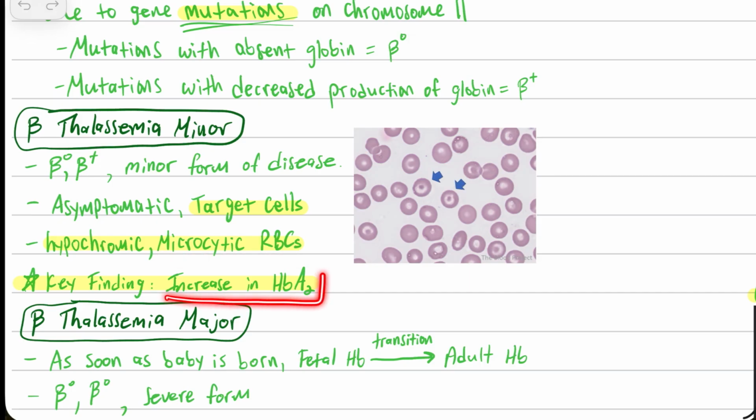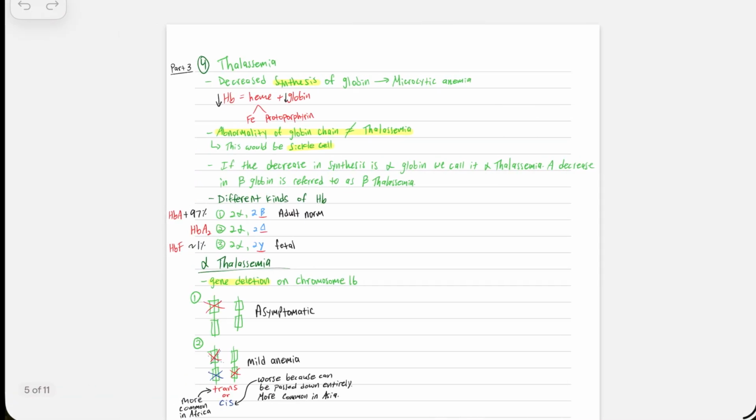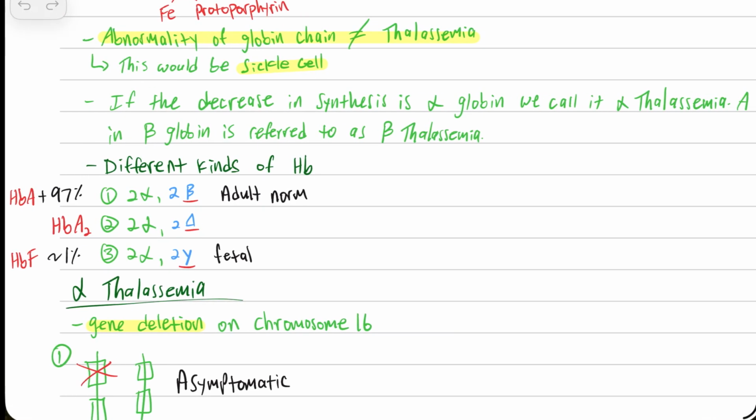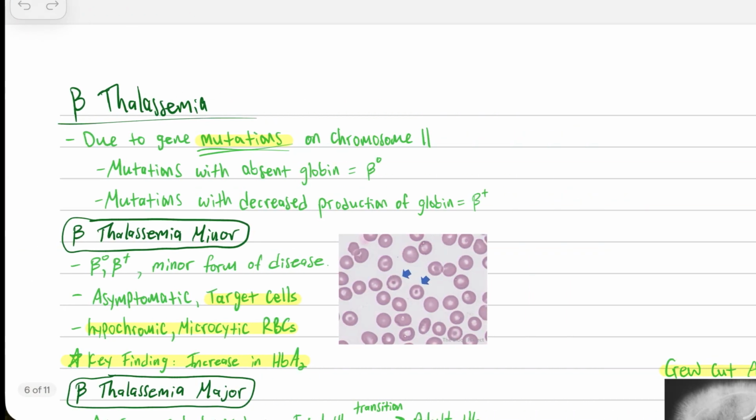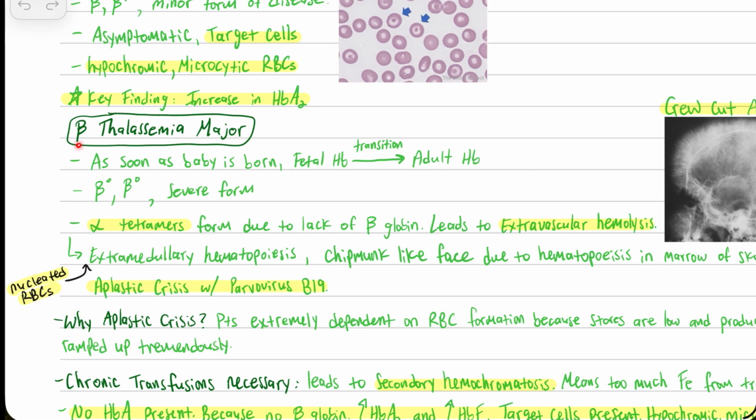And the key finding is going to be an increase in hemoglobin A2, which, if we remember, is right here, 2 alpha and 2 delta. So if we have an increased amount of hemoglobin A2, where we have a lot of 2 delta present instead of the 2 beta, we're thinking beta thalassemia minor.